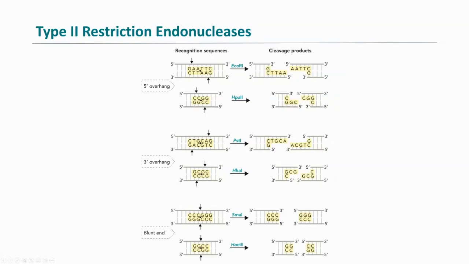And this is a 3' overhang. And then this is a blunt end. So basically SmaI recognizes CCCGGG and cuts in the middle as a blunt end. Okay, so type 2 restriction enzymes can produce three different types of ends: a 5' overhang, a 3' overhang, or just a blunt end.